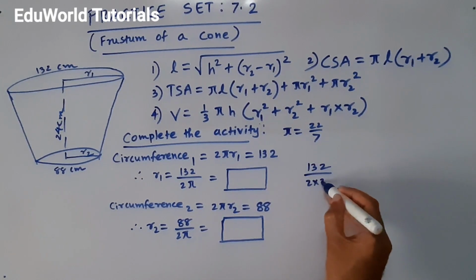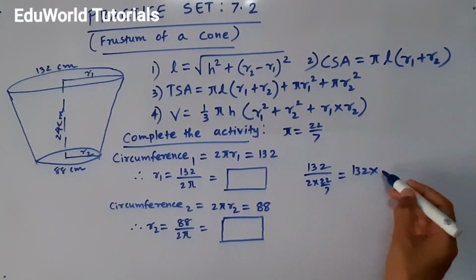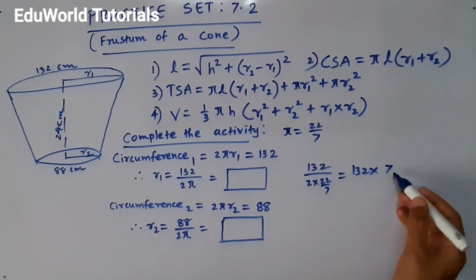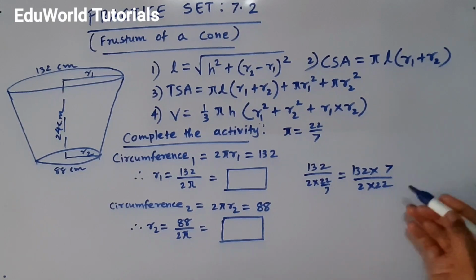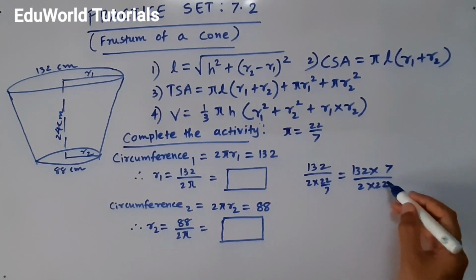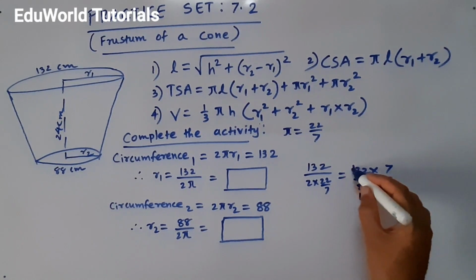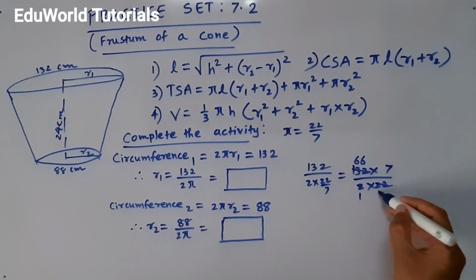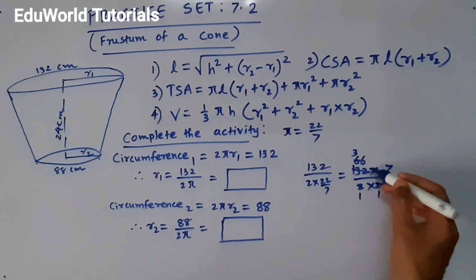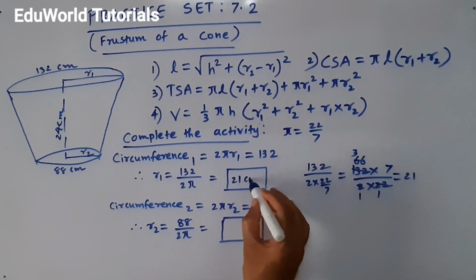And if you calculate 132 upon 2 pi, 2 multiplied by pi is how much? 22 by 7. So 132 multiplied by the numbers which are in the denominator will come here in the numerator, and then 2 into 22 we will have to write here. Actually this is the rough work that you have to do. Okay, then we have to cancel this. You can cut: 2 ones are 2, 6 twos are 12 and 2 6s are 12, and 22 ones are 22, 3s are. So 7 multiplied by 3 is 21 centimeter. That is, we have to write here that the first radius will be 21 centimeter.